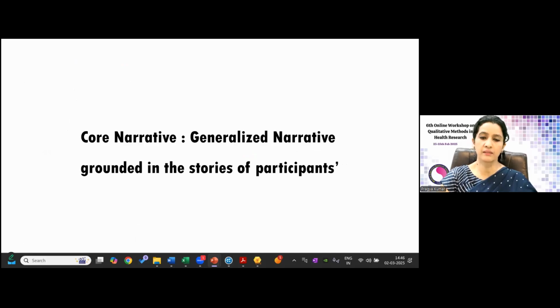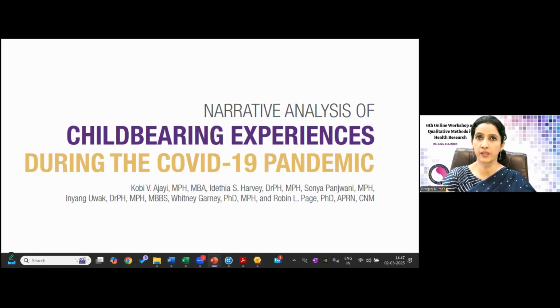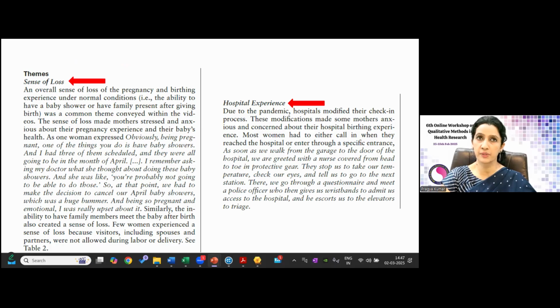Generally, the type of narrative can be biography, autobiography, or telling the story of some other person, like we have seen the story of Kari. So it is grounded in the stories of the participants. These are a few examples. Narrative analysis of the childbearing experiences during the COVID-19 pandemic. Here again you can see the themes, such as sense of loss and hospital experience.